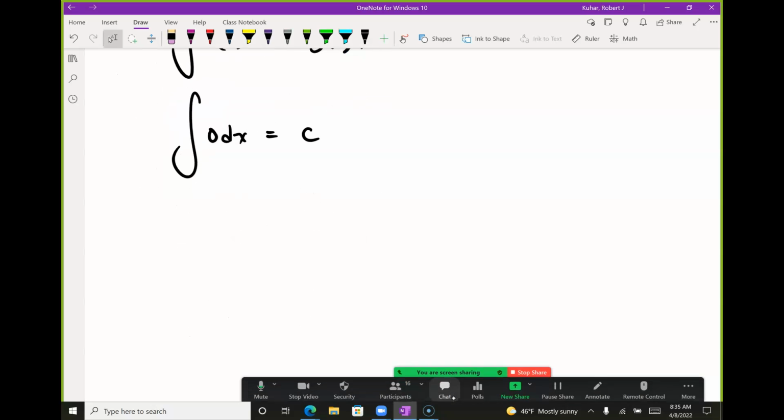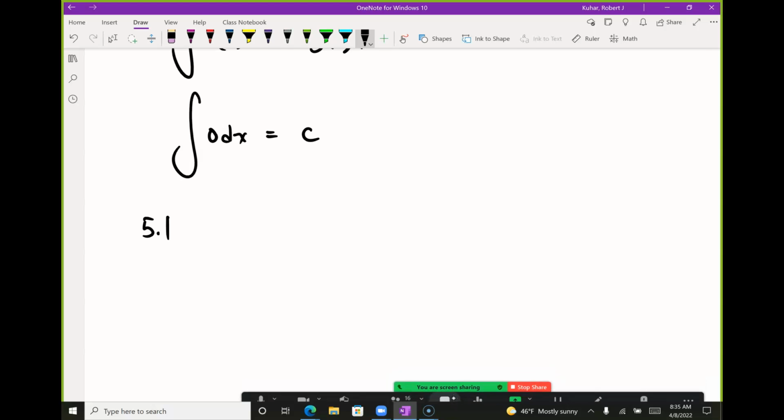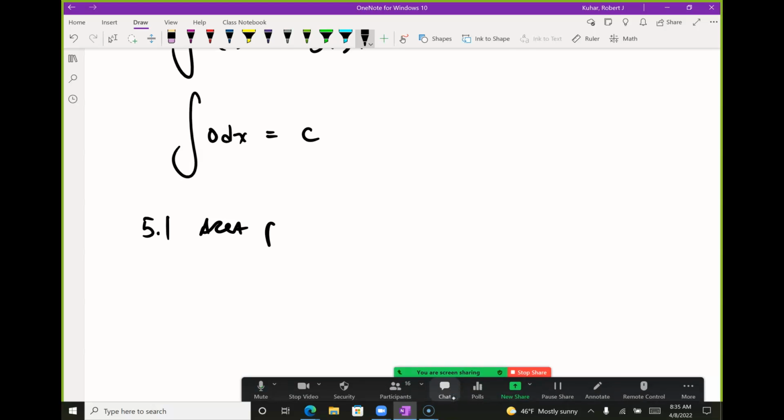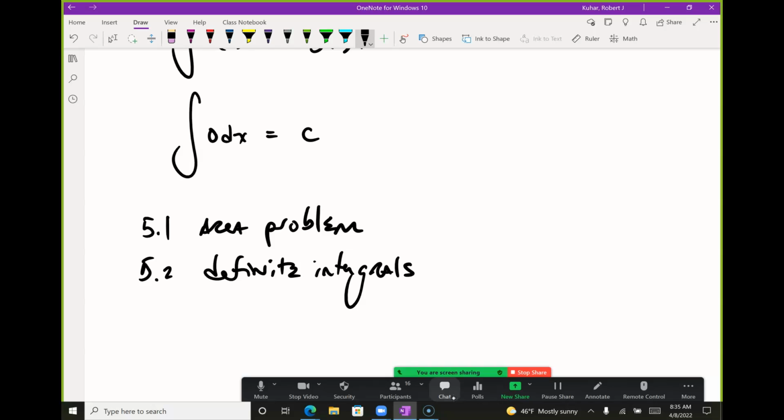So in chapter 5, we're going to do something called the area problem. We're going to do something called definite integrals. And that one was just like the antiderivative. Yep. Right? Yep. We're doing Riemann sums. We're going to talk about the fundamental theorem of calculus all today. We're doing all of these today.